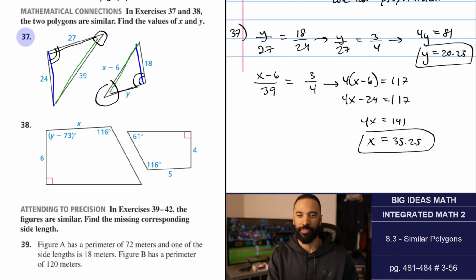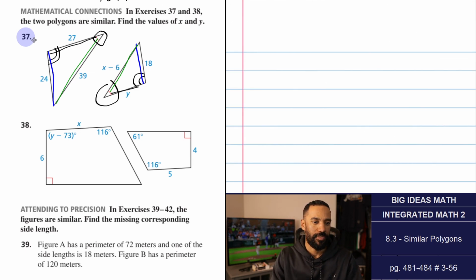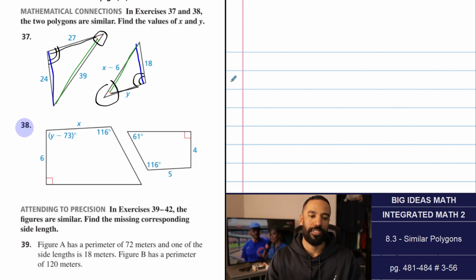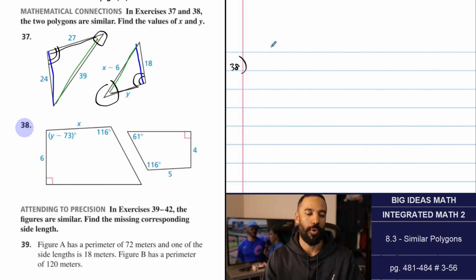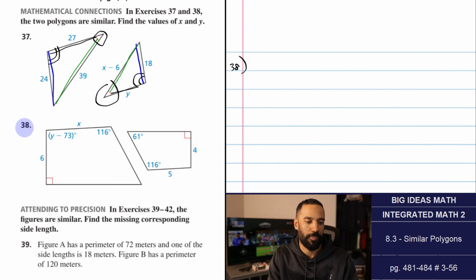Okay, let's keep moving forward. Number 38. More of the same, different kind of look. Now, take a look at what you see here. I think we have enough indicators to show what parts are similar or what parts correspond and what we do. This looks like it's kind of rotated upside down.